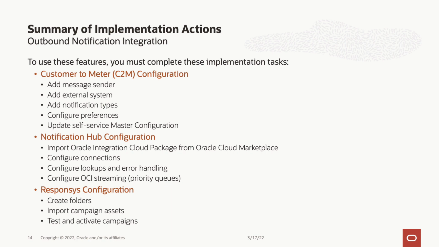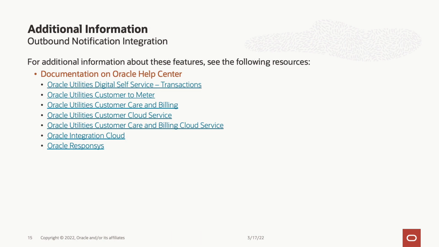Within Responses, you'll create folders, import campaign assets, and test and activate your campaigns. For additional information about how to configure these features, see the Oracle Utilities Digital Self-Service Transactions Library on Oracle Help Center, which is available at docs.oracle.com. Complete documentation for the supporting products is available on Oracle Utilities Customer to Meter, Oracle Utilities Customer Care and Billing, Oracle Utilities Customer Cloud Service, Oracle Utilities Customer Care and Billing Cloud Service, Oracle Integration Cloud, and Oracle Responses.